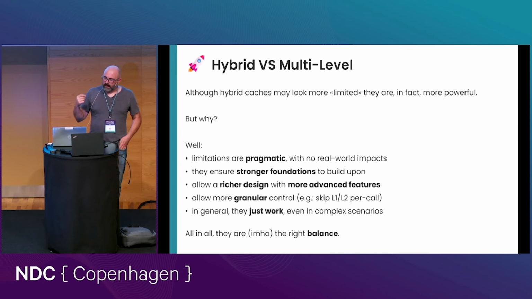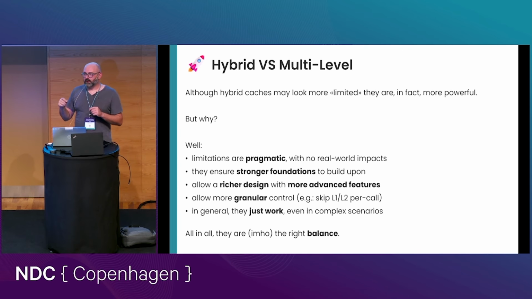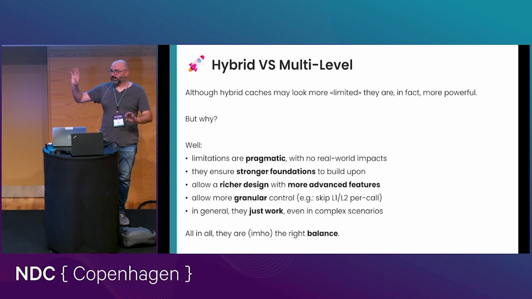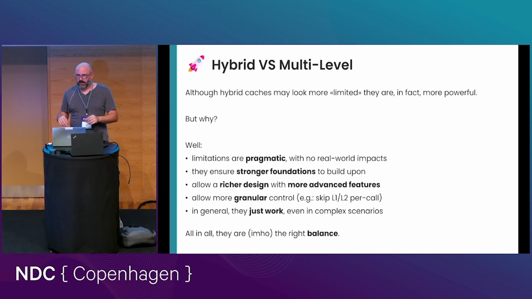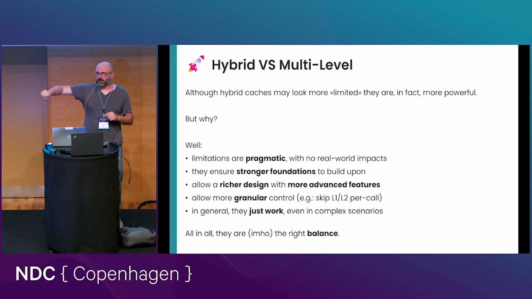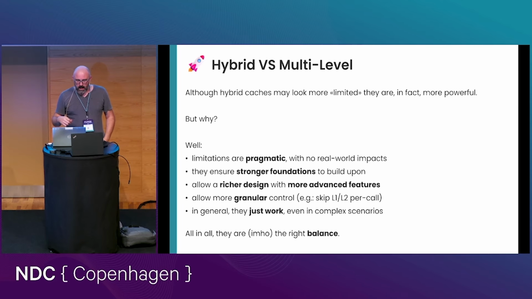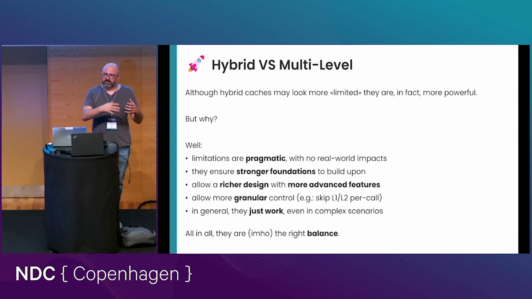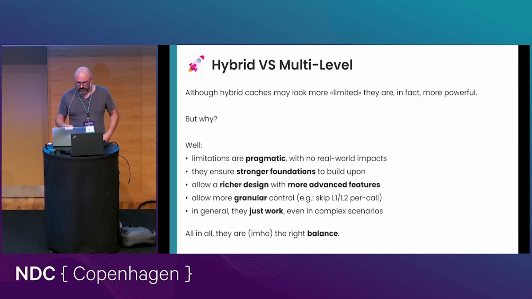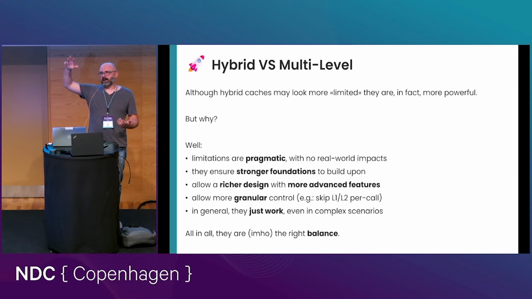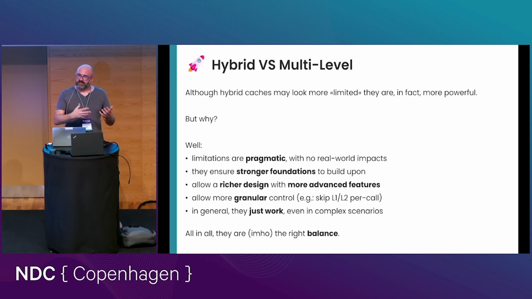And also, they allow more granular control over the operations that you do. For example, in a hybrid cache, since we have L1 and maybe L2, it's clear, it's defined, we can skip L1 or L2 per call, per single operation. We can do remove and skip L2, L1, whatever we need. In general, at the end of the day, they just work, meaning they usually are easier to use overall, even in complex scenarios. And in my opinion, they are basically the right balance between a potentially infinite list of levels, which really doesn't make a lot of sense, and a richer set of features.